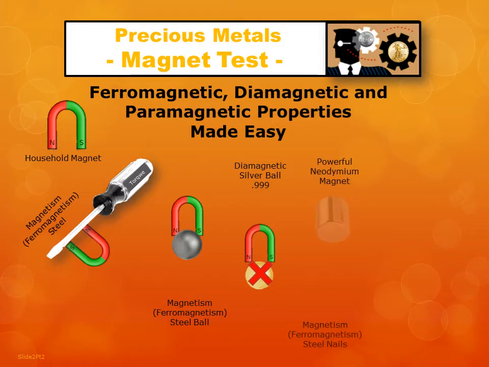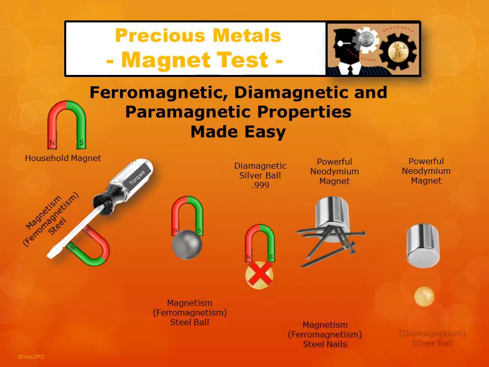Just like a household magnet, the neodymium magnet attracts the steel nails. We demonstrated ferromagnetic properties using a household magnet, screwdriver, steel ball and construction nails. Pure silver objects, however, behave quite differently when exposed to magnetic fields, especially powerful magnetic fields from neodymium magnets. Unlike steel objects, the silver ball is not attracted to the neodymium magnet. Quite the opposite, as the neodymium magnet closes in, it actually repels the silver ball.